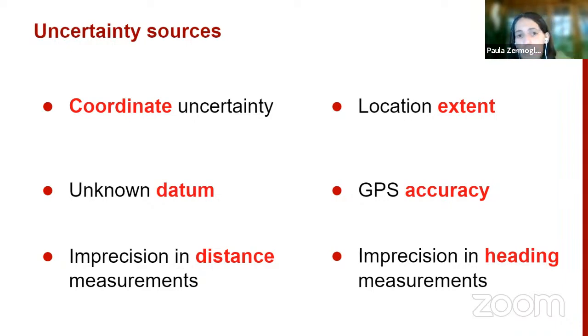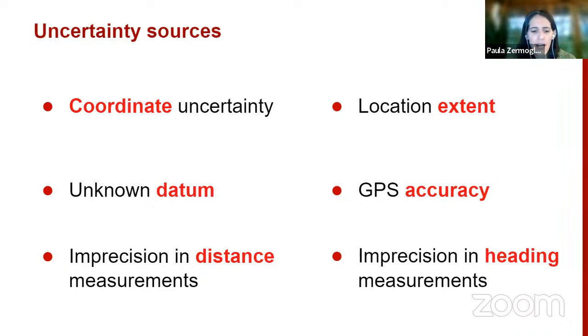Imprecision in distance measurements. For example, if we have a description that says 8 kilometers south from this town, well, is it 8 kilometers or is it 8.1? There can be imprecision in distance measurements. There can be uncertainty in the location extent, how big that location actually is. If we're taking coordinates with GPS, the GPS accuracy contributes to the uncertainty, and also imprecision in heading measurements.